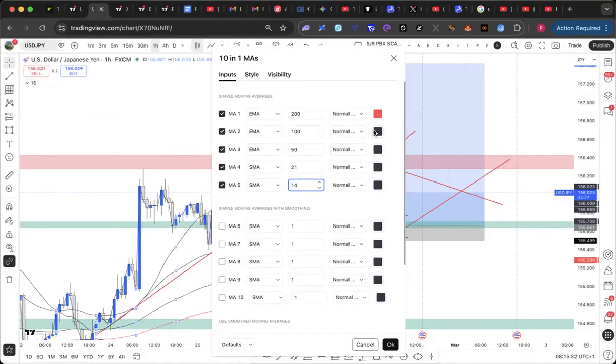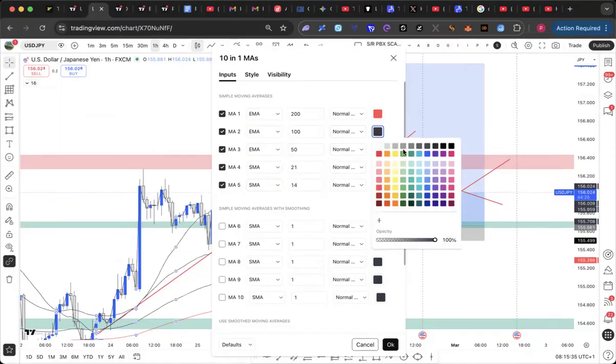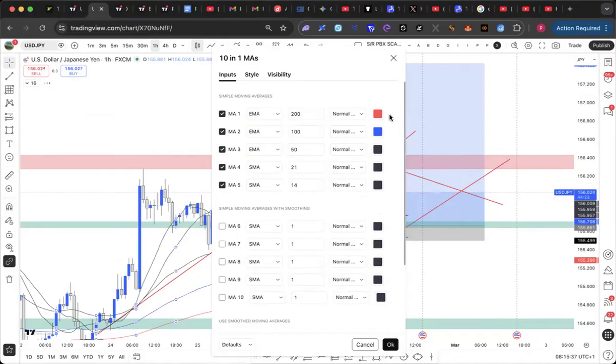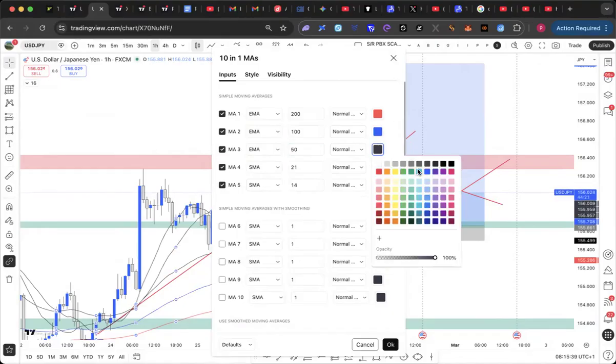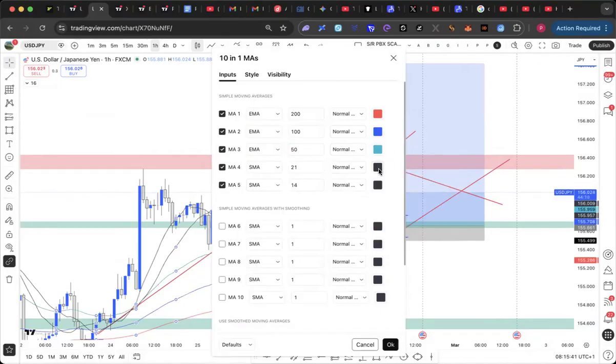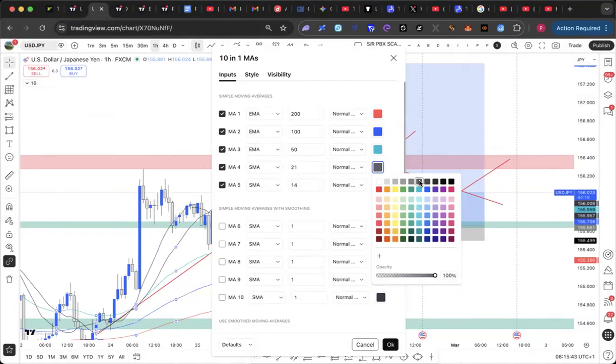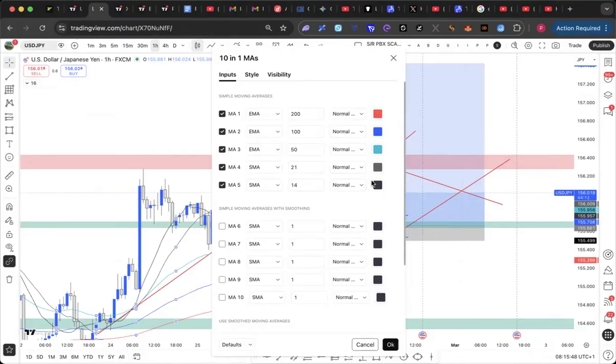Okay, so by the time I add this now, this one I will change to blue. This one I will change to purple. This is blue. Then I will change this one to black. This is black. You know, I need to change this one.